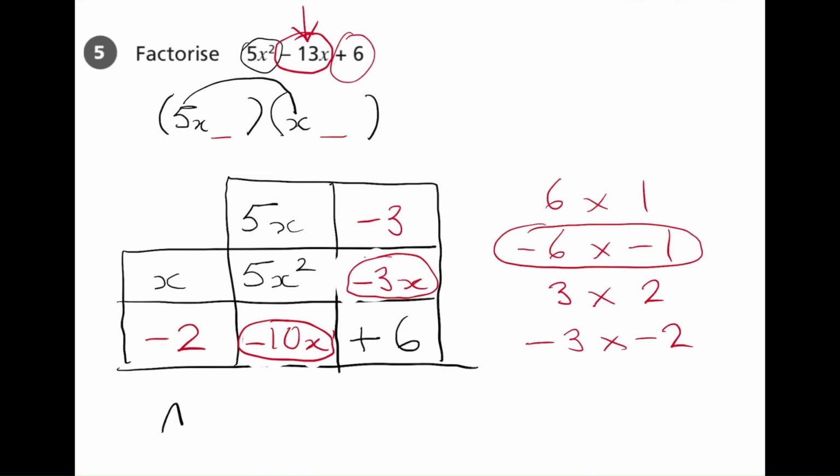This means that the answer to our question must be first bracket 5x minus 3, second bracket x minus 2. And to check the answer at the end, we could just multiply the brackets and make sure that it gives us the original expression.